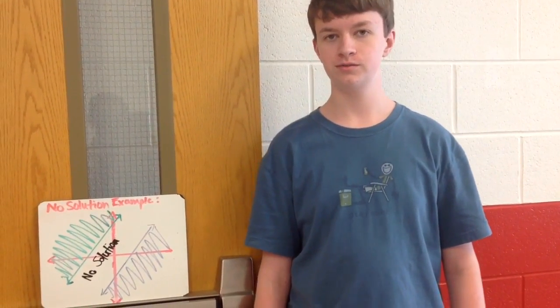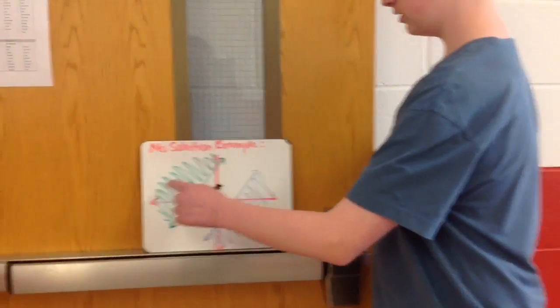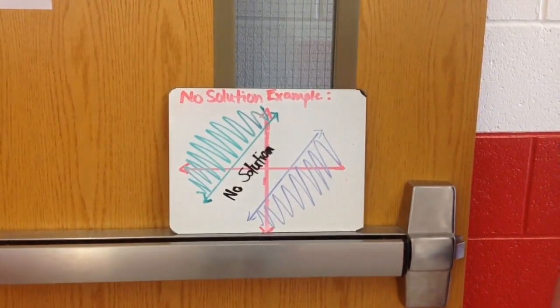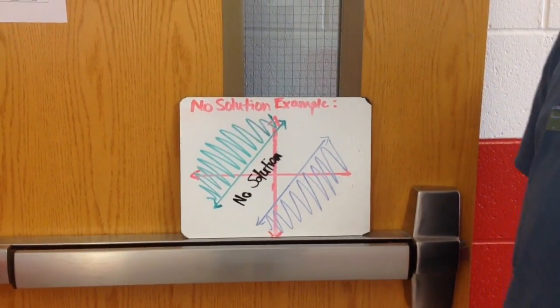And that's how you represent the solution to a system of inequalities. One more thing. Notice how the shaded areas of the graph never intersect. That means there's no solution. To elaborate, there are no coordinates that will make both inequalities true.